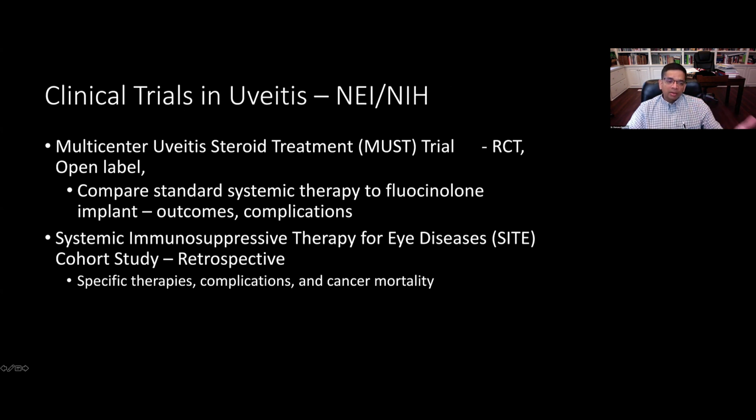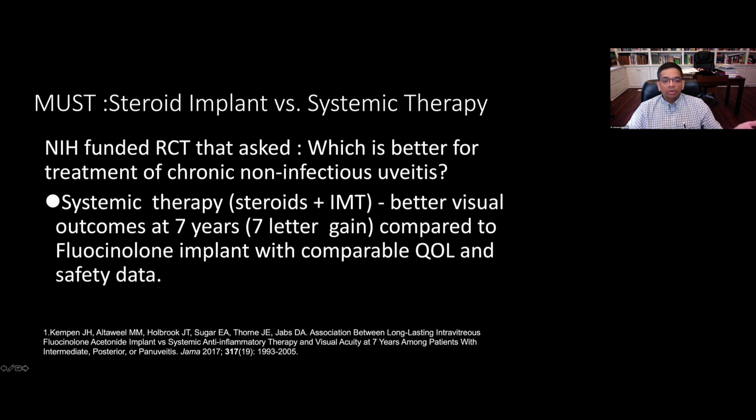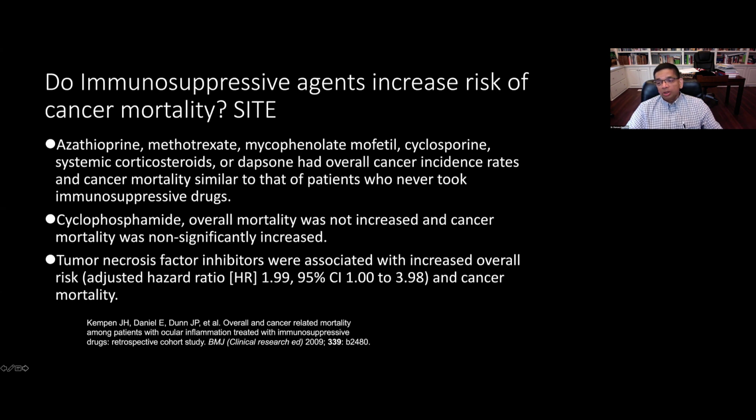So, as I was mentioning, the SITE studies and MUST clinical trials form the basis of the decision for these agents that we use. At 7 years, here's the MUST study results. When we looked at steroids plus immunosuppressive therapy, there were better visual outcomes at 7 years compared to the fluocinolone implant, with comparable quality of life and safety data. So it's safe to use systemic immunosuppressive therapy in chronic uveitis, and it seems to be better long-term than using just a steroid implant, which often has to be replaced, et cetera.